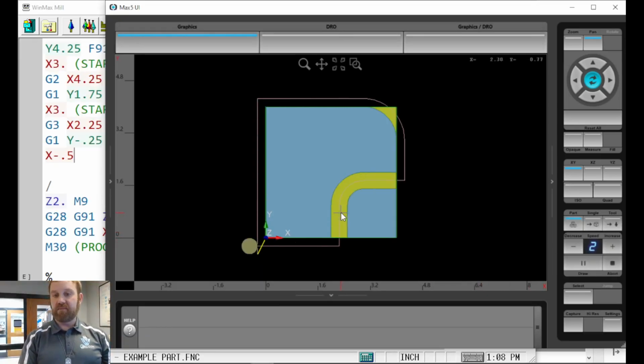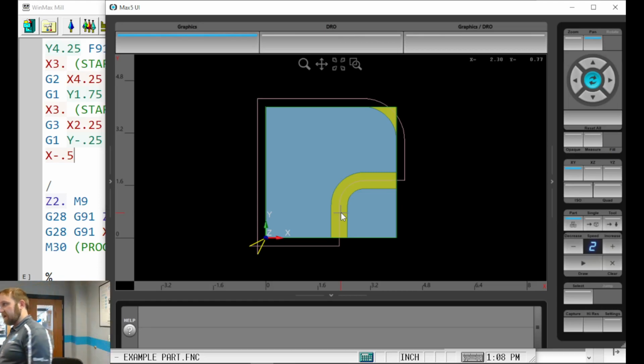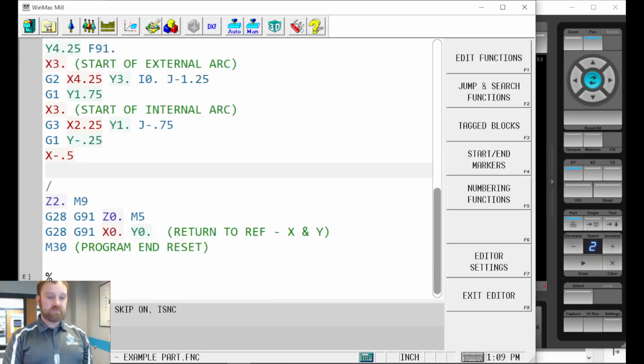And there's a little example of kind of what this looks like. Okay, the way these arc moves work: direction, the X and Y endpoint, and the incremental distance from the start of rotation to the center of rotation are the things we have to do an arc move. Okay. All right.